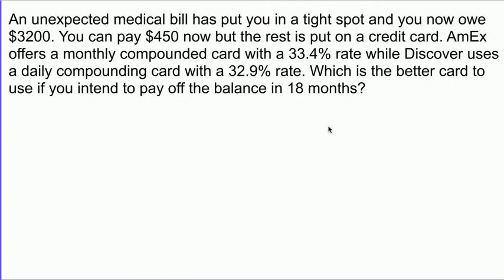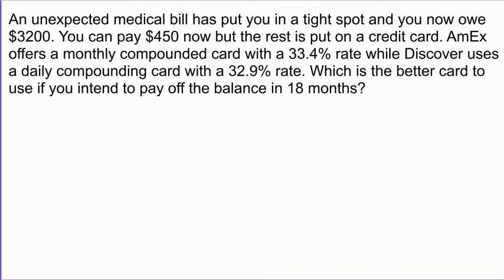So we have an unexpected medical bill and we owe $3,200. We can pay $450 now, but the rest is being put on the card. The American Express card offers a monthly compounding with a 33.4% rate, while Discover uses a daily compounding with a 32.9% rate. In order to pay off the balance in 18 months, which is the better card to use?